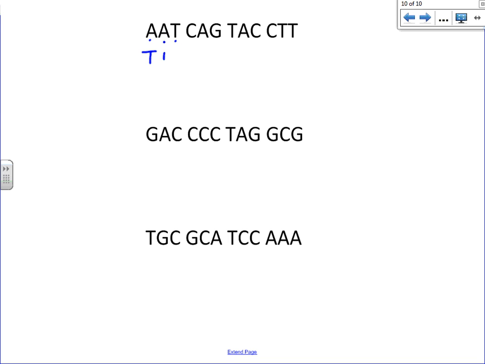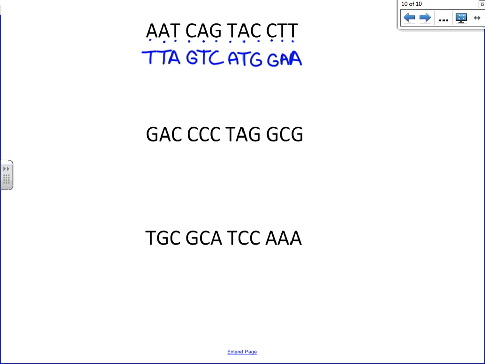That would be thymine, thymine, adenine. All right, now do the same thing with cytosine, adenine, guanine. What would be the complementary code there? Guanine, thymine, cytosine. Now thymine, adenine, cytosine: T pairs with A, A pairs with T, C pairs with G. And then cytosine, thymine, thymine. That would be guanine, adenine, adenine.